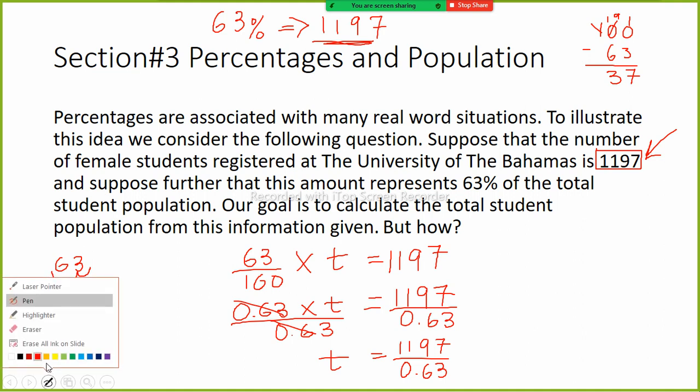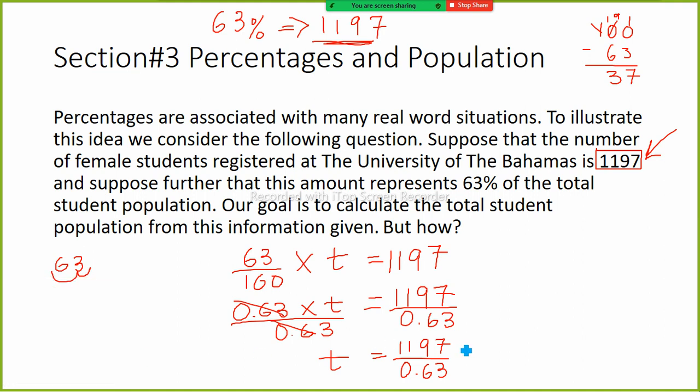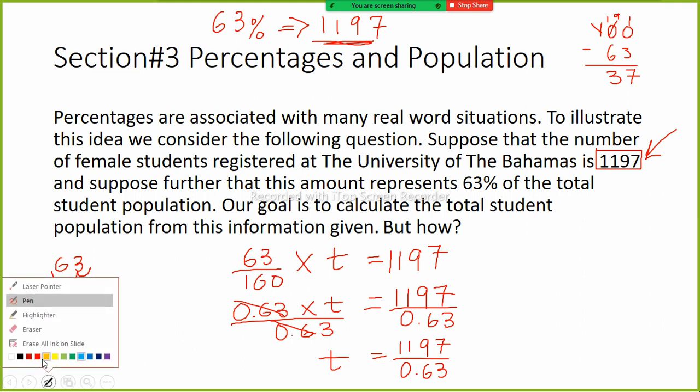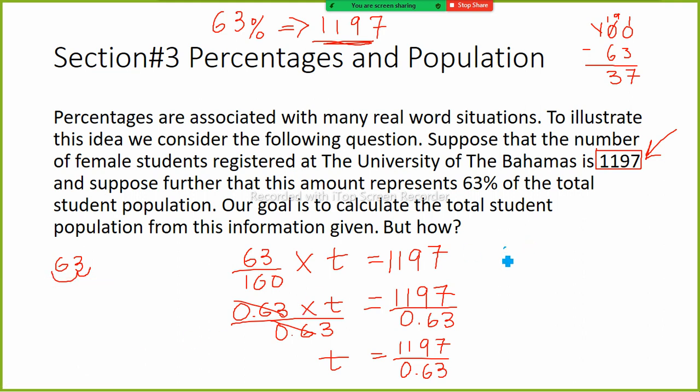So what we do here is we multiply top and bottom by 100. The reason why we do this is because this is 0.63, right? So let me set it up for you. So what we essentially have is 0.63, and 1,197 is going to be divided by that. But we don't know our 0.63 times tables, at least I don't.